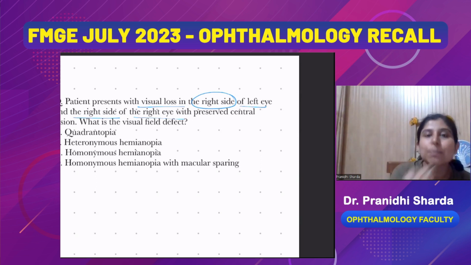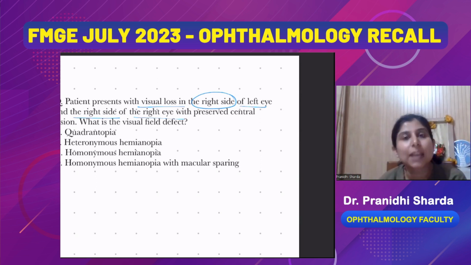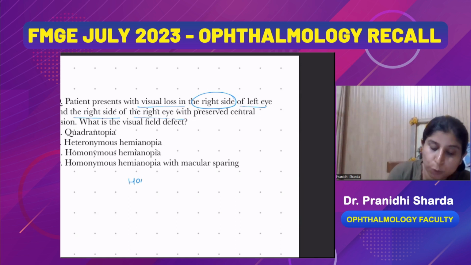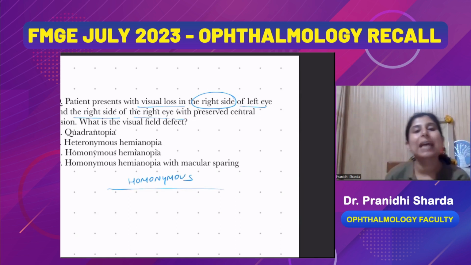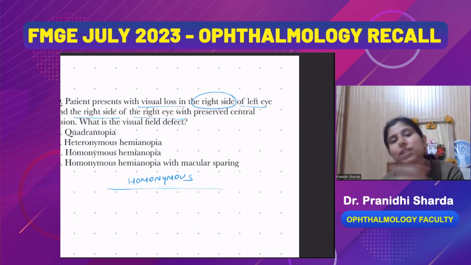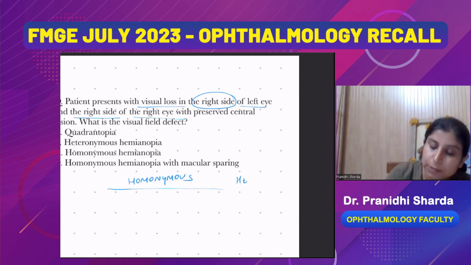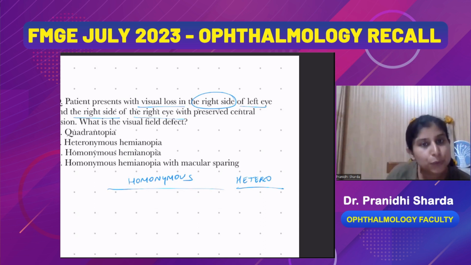It is same side, that is the same side of the visual space. What is same side of the visual space? It is homonymous, and we know that homonymous hemianopias are seen below the optic chiasma, from the optic tract onwards. From the optic tract onwards, all the lesions are homonymous. In the optic chiasma, the lesion is heteronymous because they are in the opposite side of the visual space.